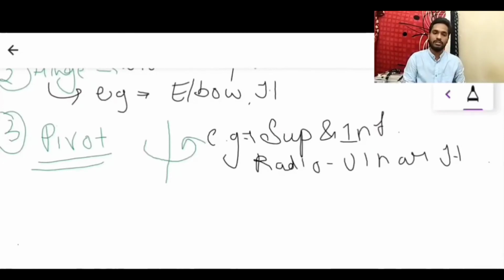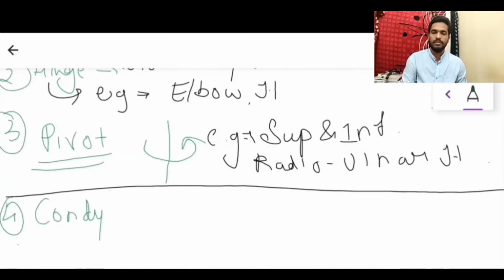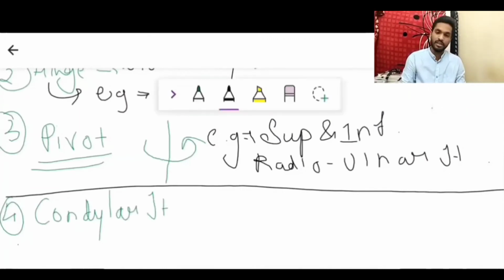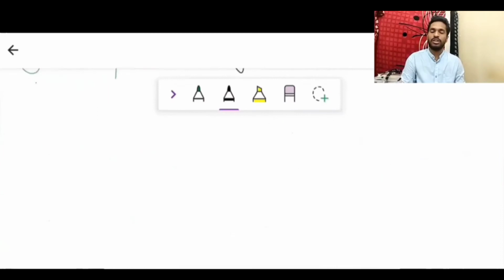Now what next? The fourth subtype was the condylar joint, right? A very common example of condylar joint is the joint between the temporal bone and mandible. So the temporomandibular joint is an example of condylar joint.